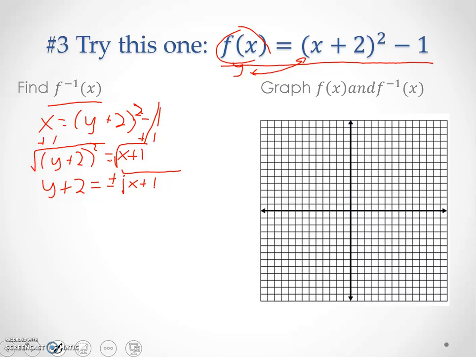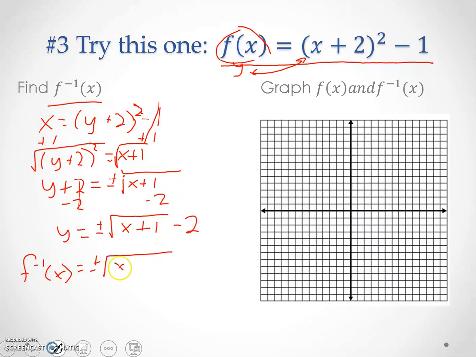But I still don't have the y by itself. I'm going to subtract 2 from both sides. So I will have y equals plus or minus the square root of x plus 1, and then minus 2, which means I can write it with the inverse notation. The inverse of x is going to equal plus or minus the square root of x plus 1 and then minus 2. So this is what the inverse of our original looks like.